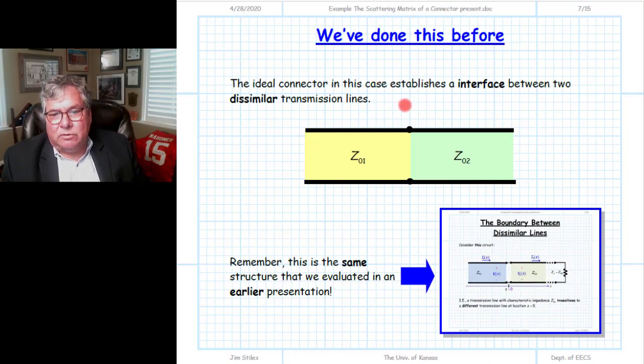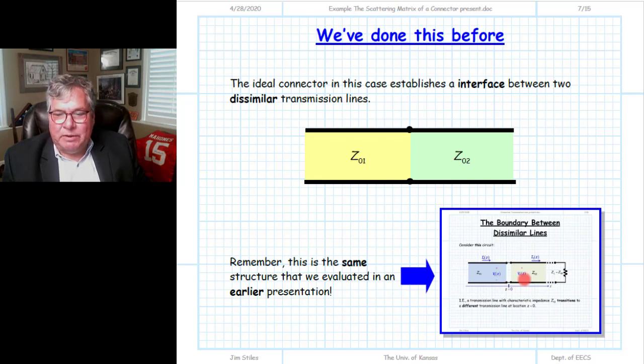So the ideal connector would essentially stitch two transmission lines of different characteristic impedances together. In this case, the interface between one and the other causes a discontinuity to occur. We don't have a continuum of characteristic impedance now. This structure, where we have a sudden change in characteristic impedance, is a structure that we studied before, the boundary between dissimilar lines. We had a transmission line of characteristic impedance Z01 here and another one of Z02, and they came together at a location.